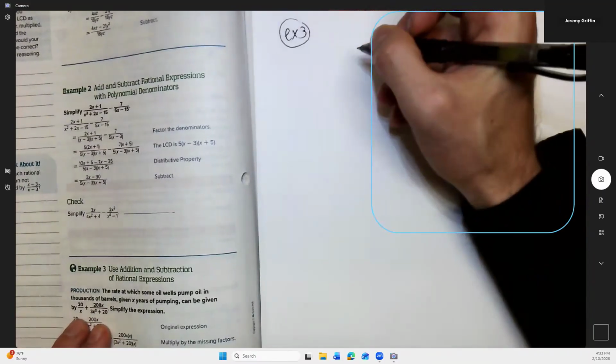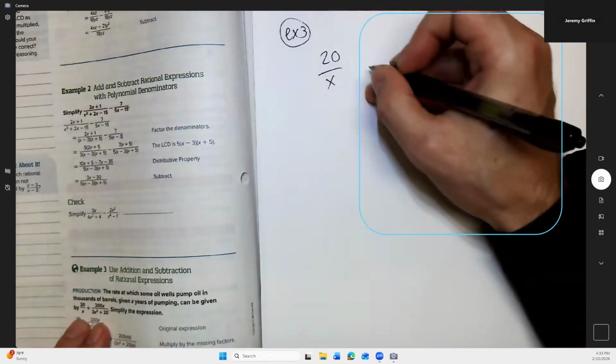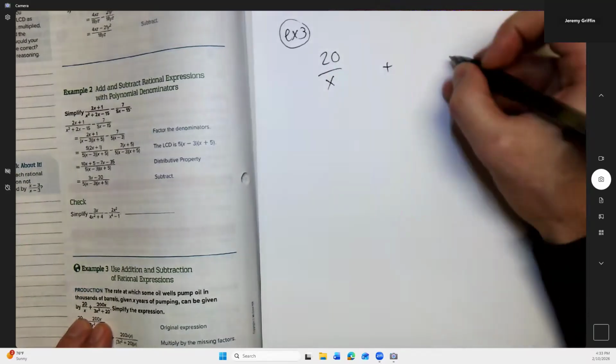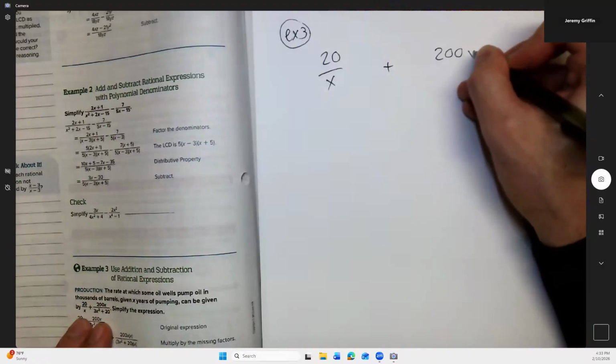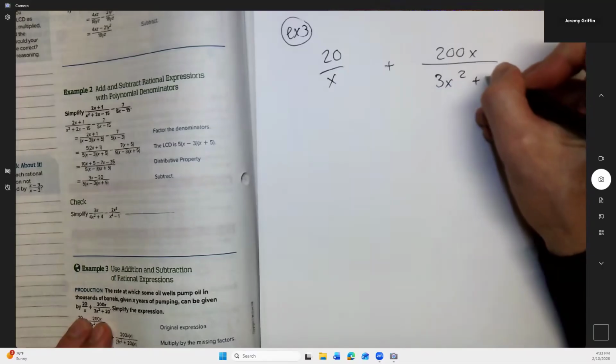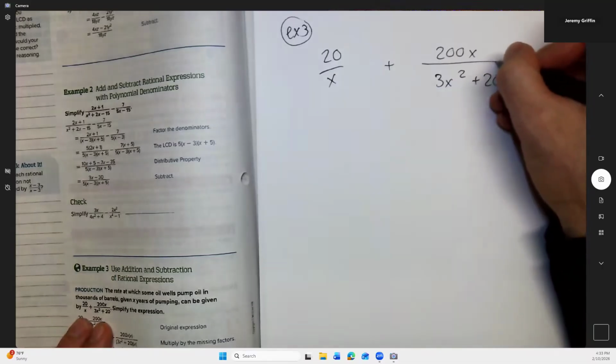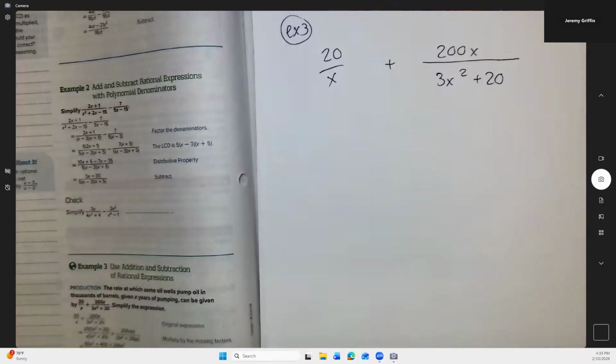So example 3. Copy down exactly what they got down here, which is 20 over x plus 200x over 3x squared plus 20. So some about thousands of barrels. What would it be?